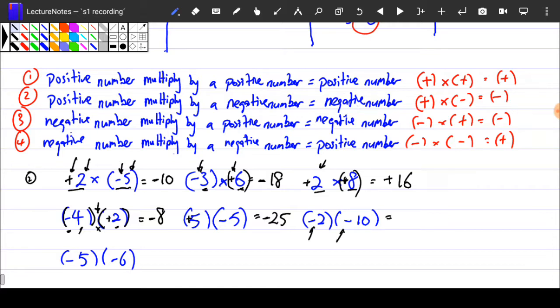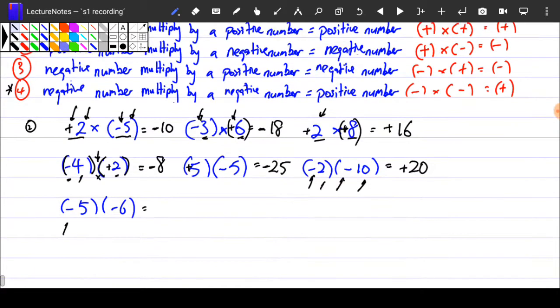Negative times negative. Now this is scenario 4, which is a positive answer. So 2 times 10 will give you 20. Now last one. Negative times negative will give you plus. 5 times 6 will give you 30.